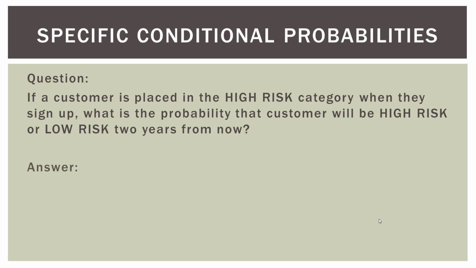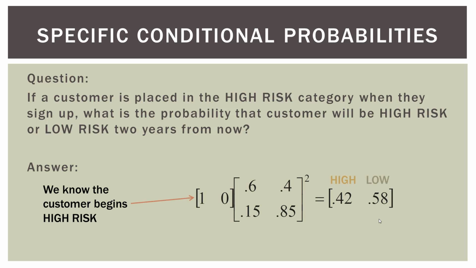Okay? So, we know the customer begins high risk. Now, look at the initial state there on the left. We have 1 and 0. Well, where does that come from? Well, what we know is that the customer, and this, by the way, is the answer for the high risk portion of this question, we know the customer's high risk. So we put a 1 in the high risk place. So of course we put 0 in the low risk place.